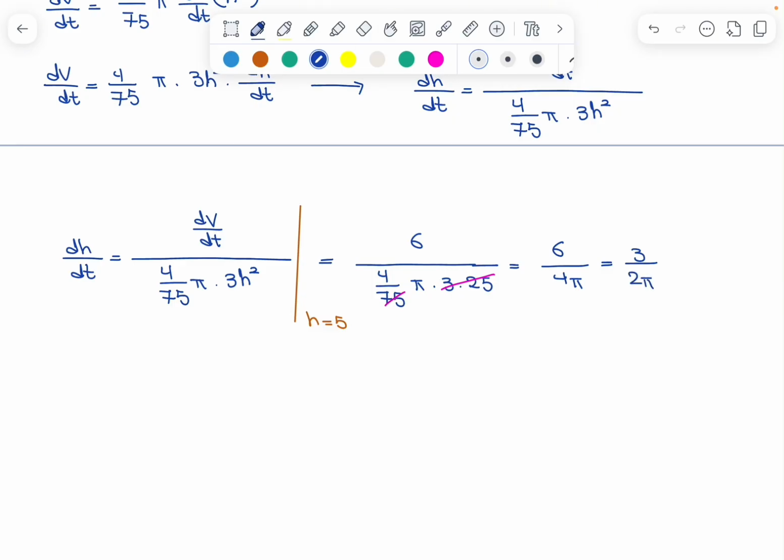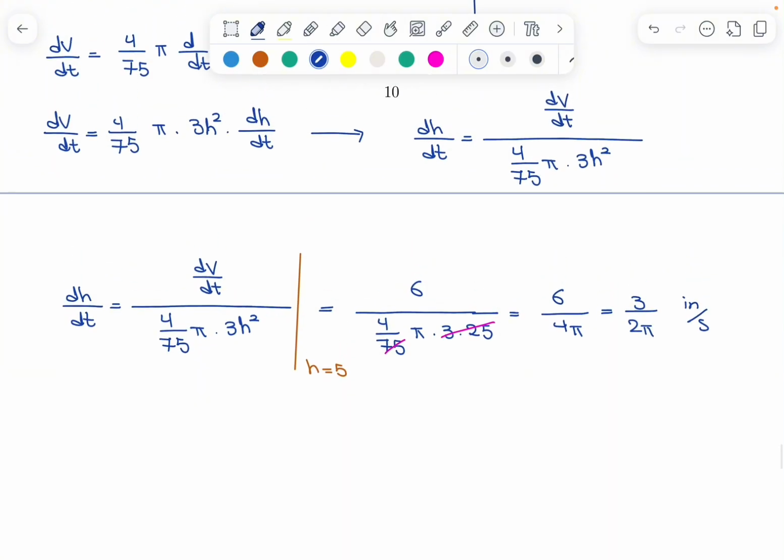The unit for this rate of change would be inches per second. So if you are going to interpret the final answer, you can say the water level is increasing at a rate of 3 divided by 2 pi inches per second.